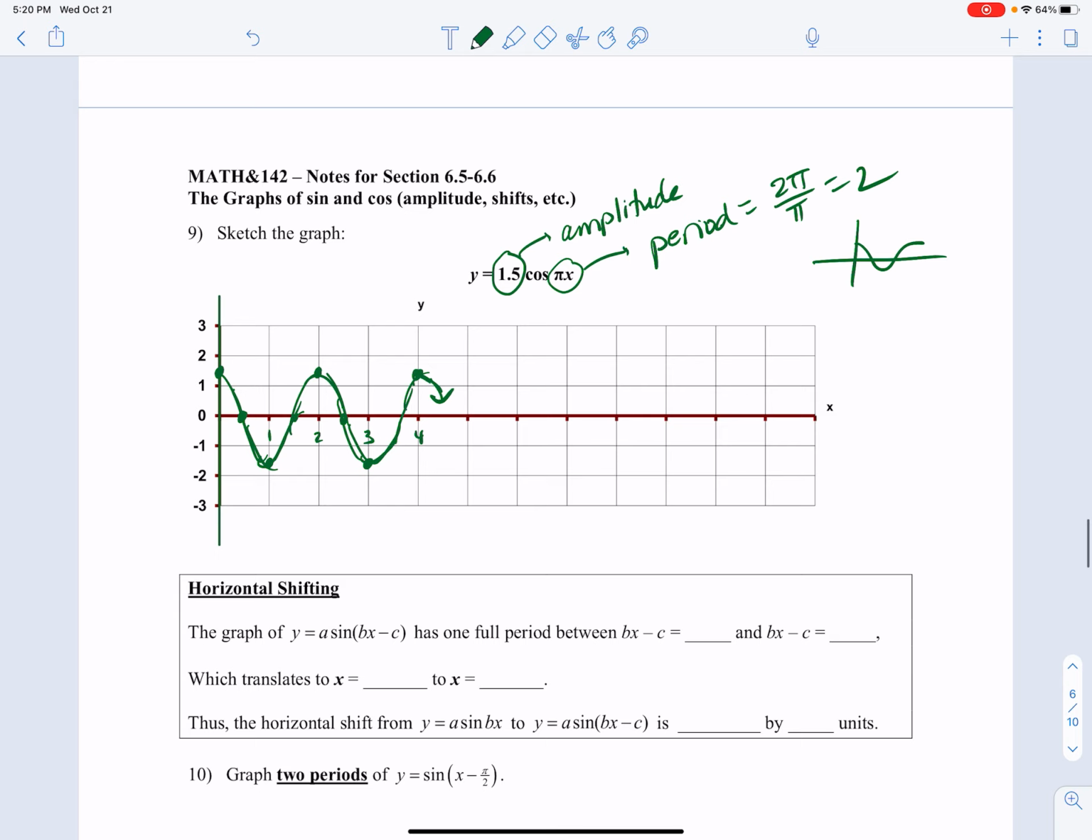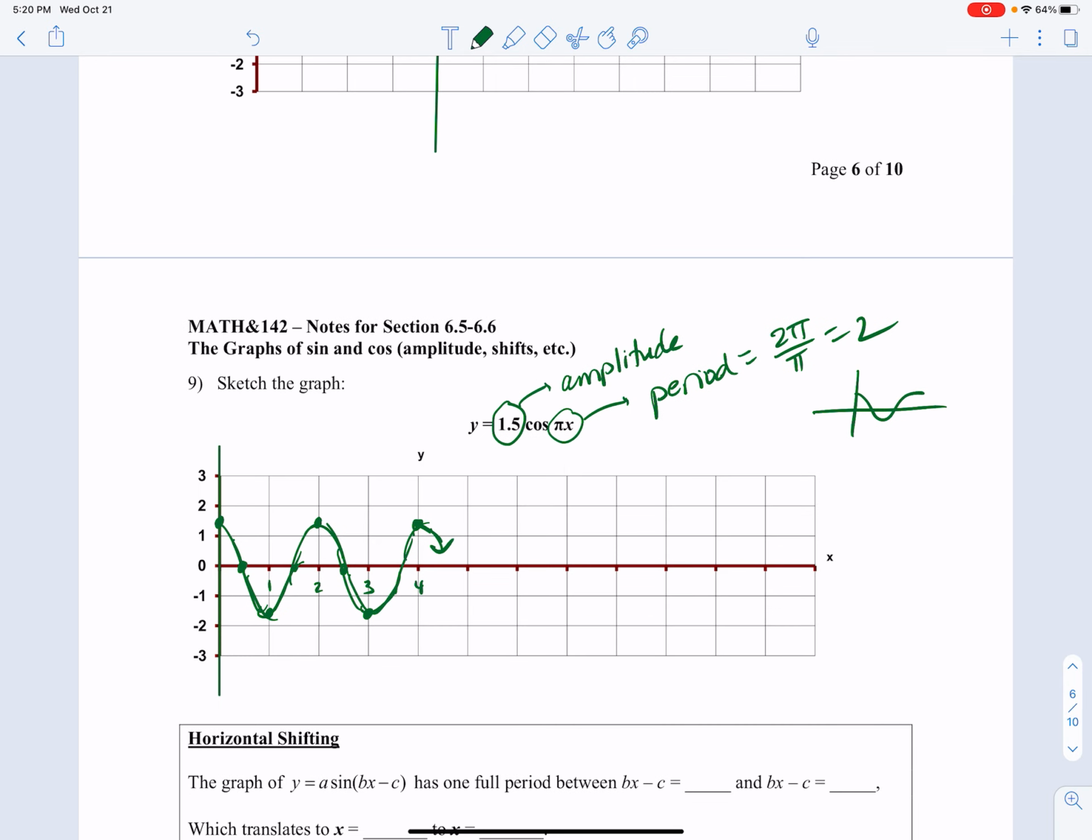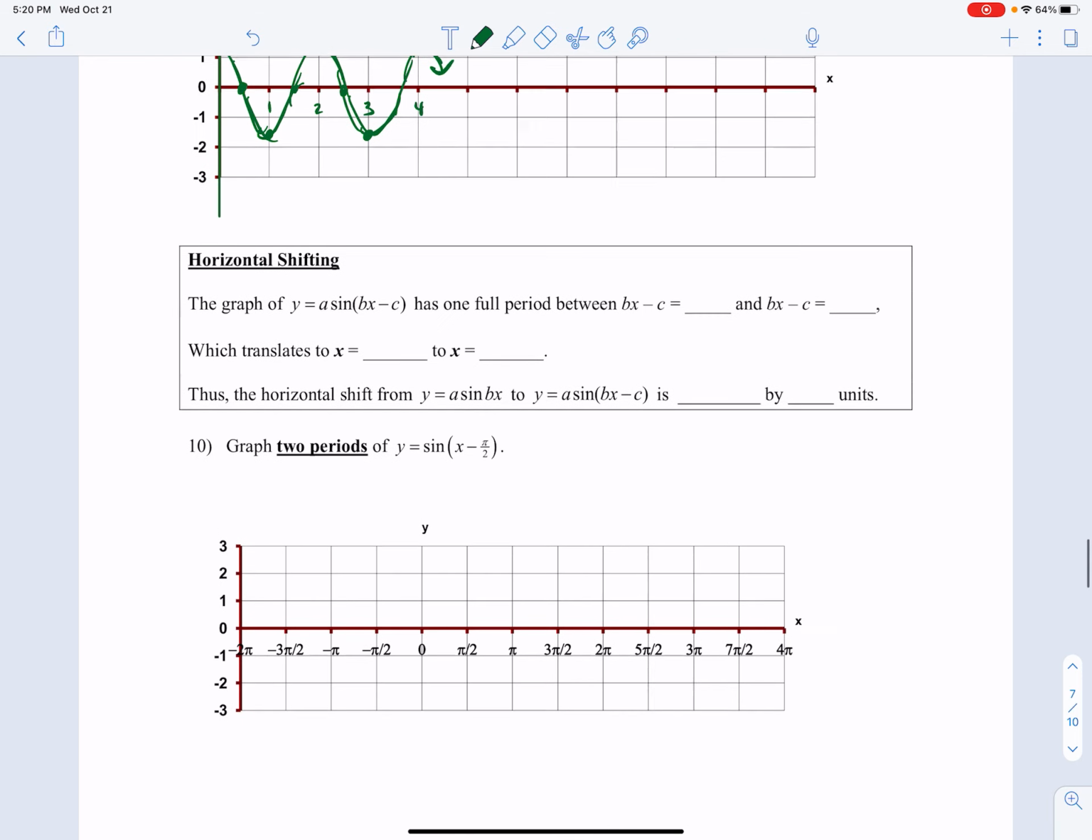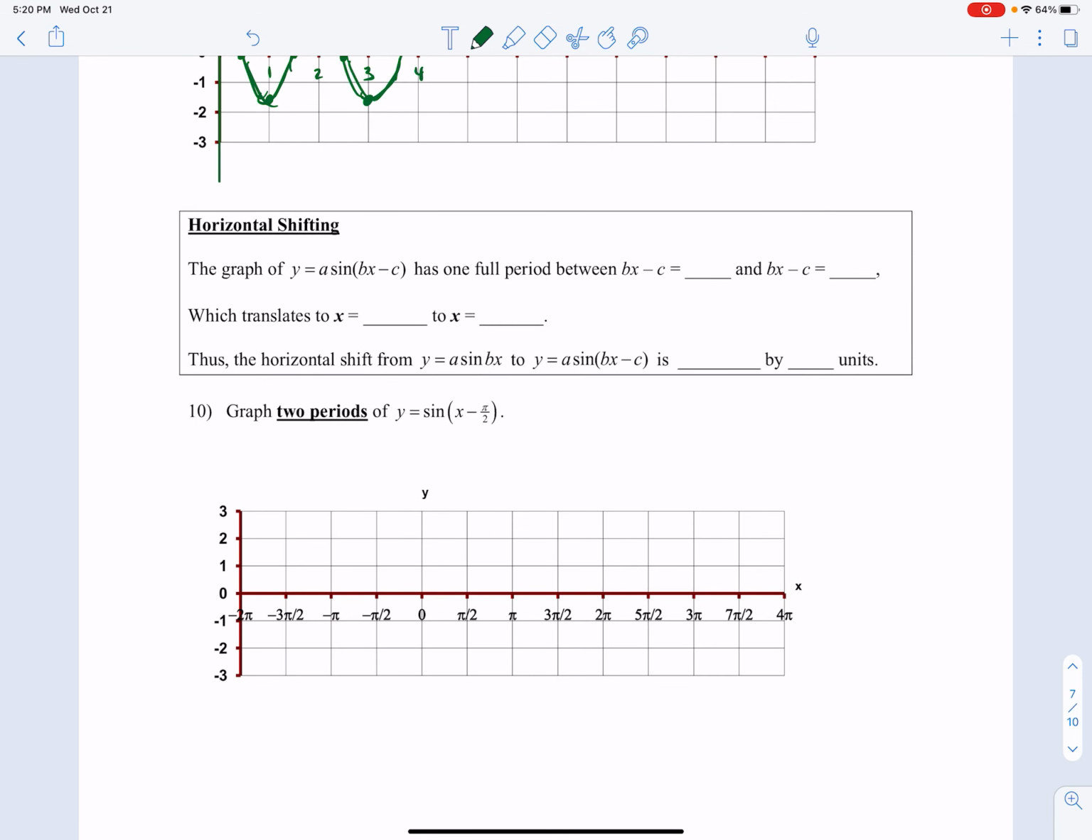All right. So when we come back, that summarizes graphing sine and cosine with only amplitude, reflecting, and period changes. What we're going to look at next, as you can see here, is horizontal shifting. And that is going to be a little bit more difficult, so that requires a whole new video.